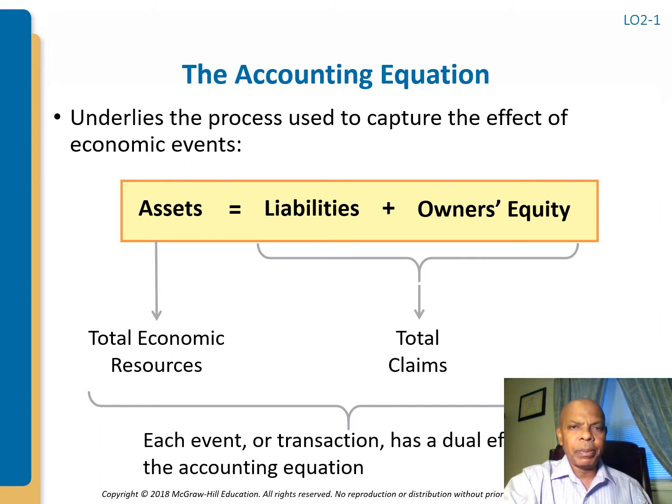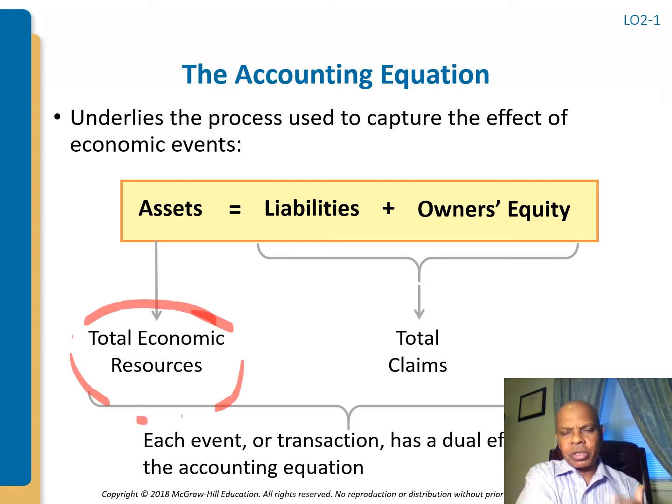This says it underlies the process used to capture the effect of economic events. We have economic resources. Assets are our resources. We utilize the assets, the machinery, the buildings, the office facilities, the factories, to make a product. And of course, what are the other resources? The people. People are assets. But you're going to notice that we do not record people on our balance sheet. That's the human resources, one of the very important assets in a corporation.